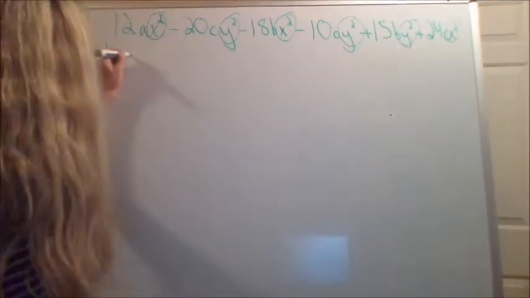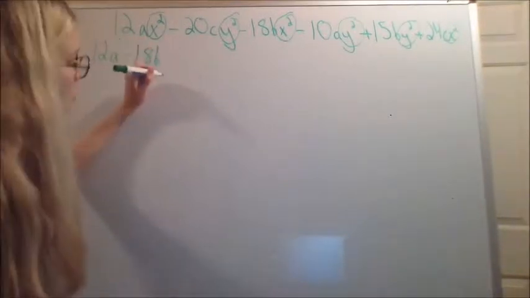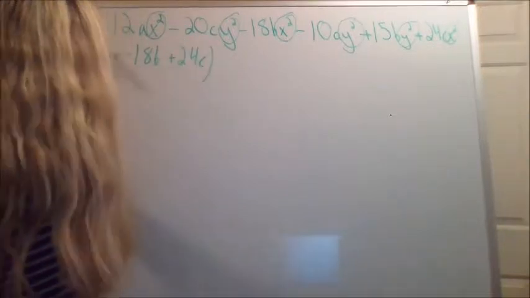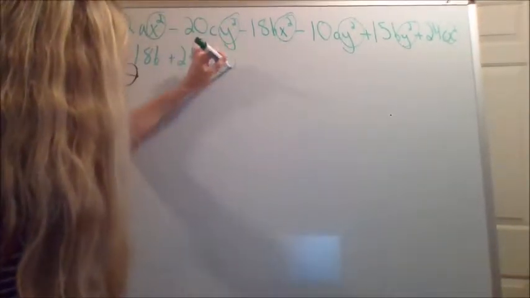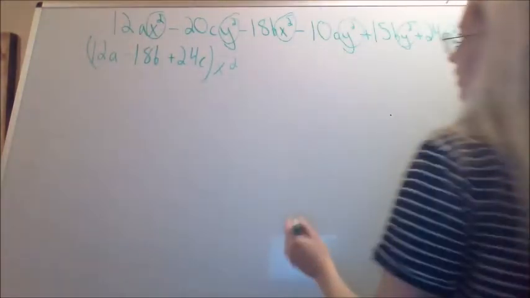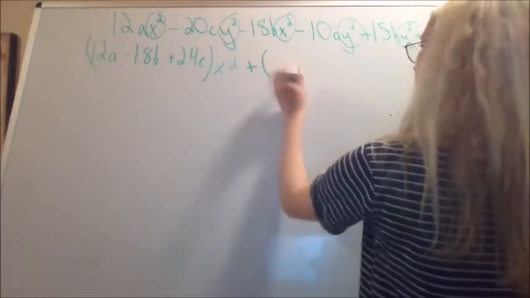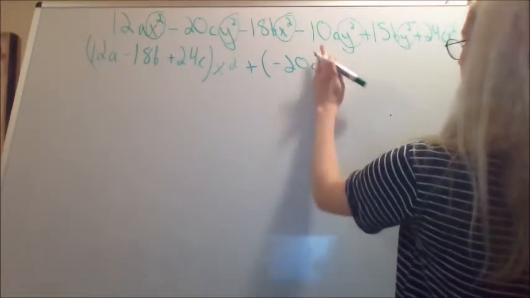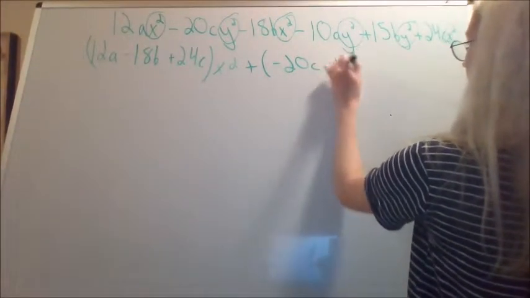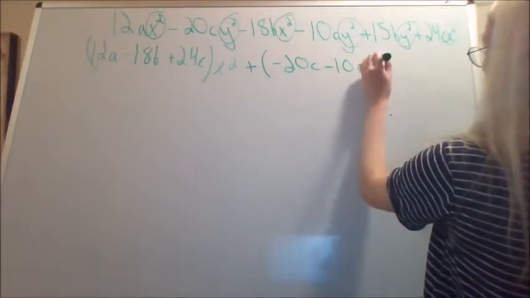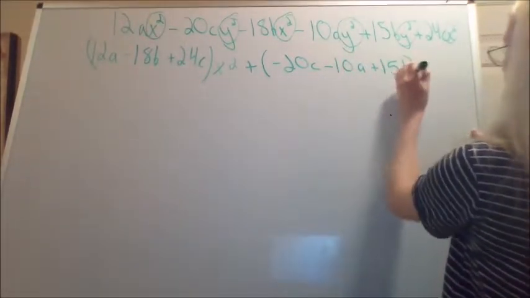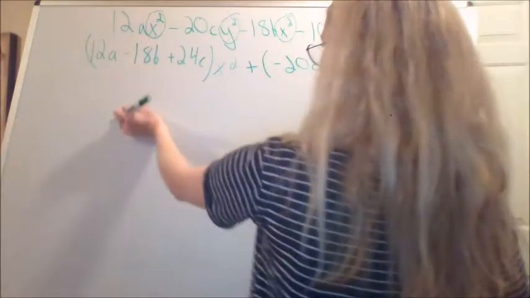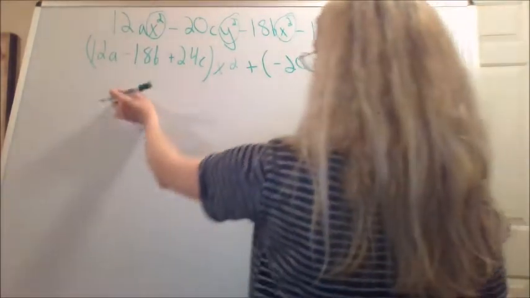12a minus 18b plus 24c, and that's all times x squared, plus negative 20c, or minus 10a plus 15b, and that's all times y squared. So we have this. And in this expression, we can factor out a 6.